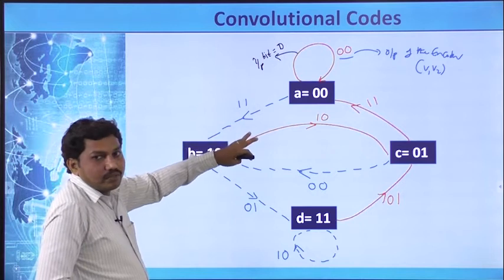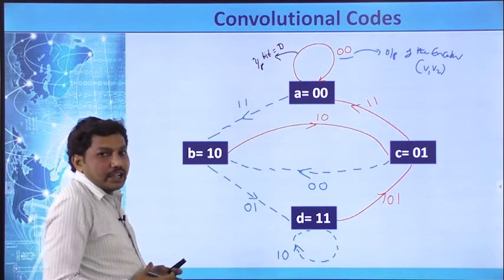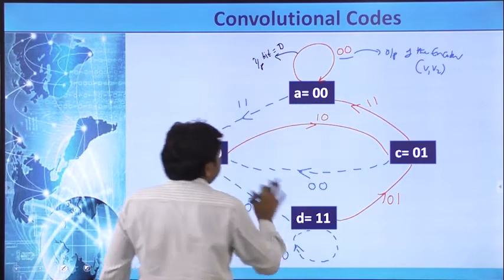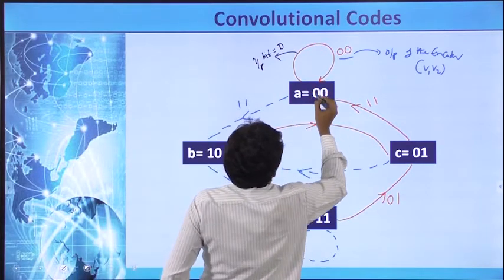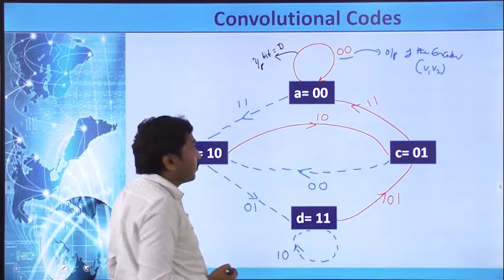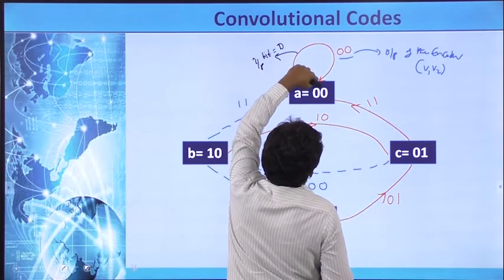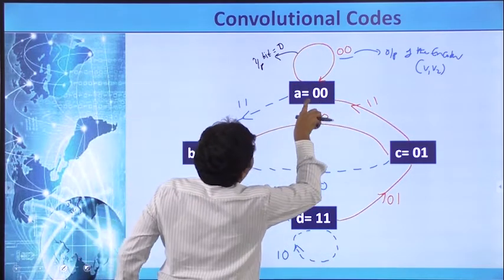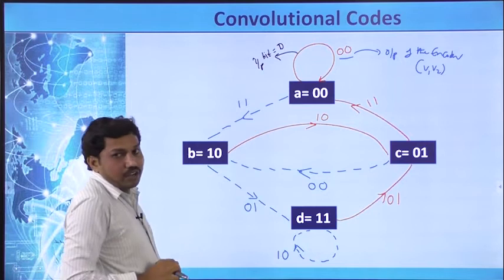So this is the state diagram for the given encoder. From the state diagram, we want to write the trellis diagram. The present states are 0 0, 0 1, 1 0, 1 1. These are the 4 different states. For the 0 0 state, if the input is 0, it goes into the same state with the output bits 0 0. When the input is 1, it moves into the 1 0 state with the output bits 1 1.